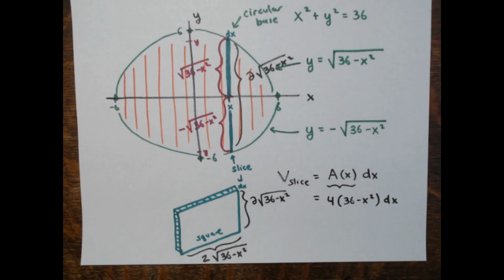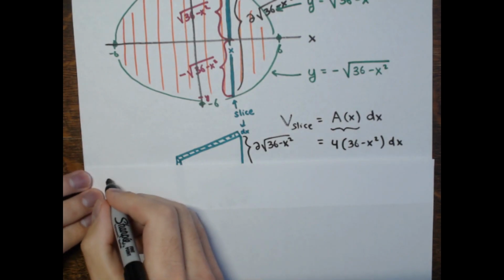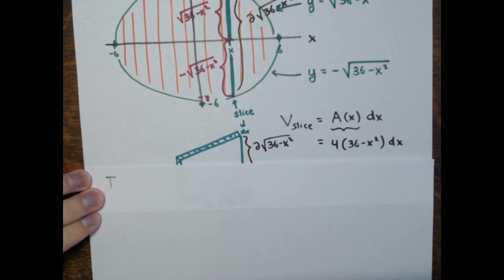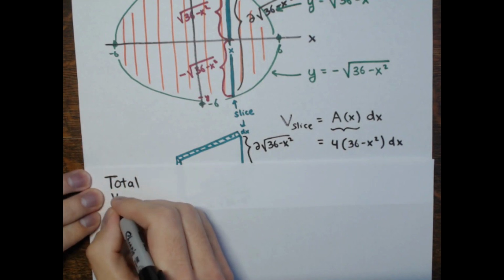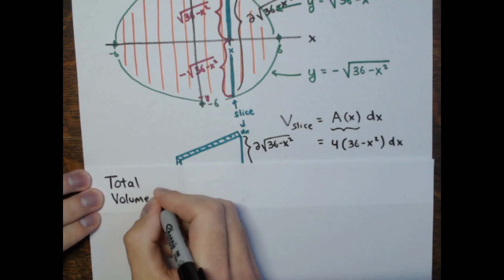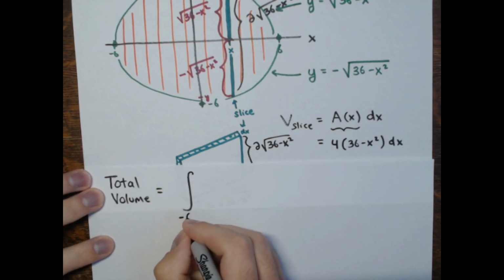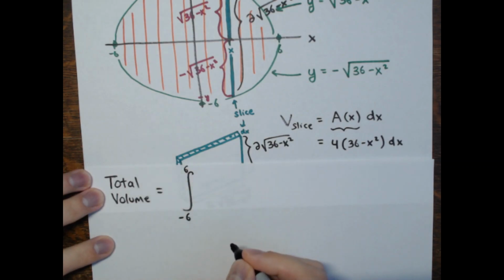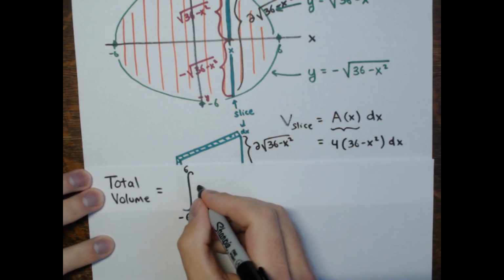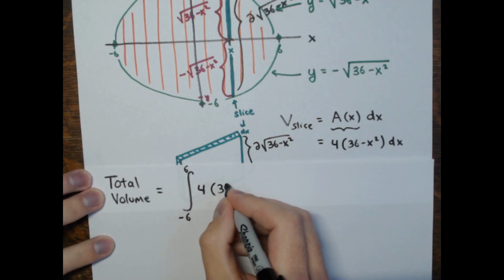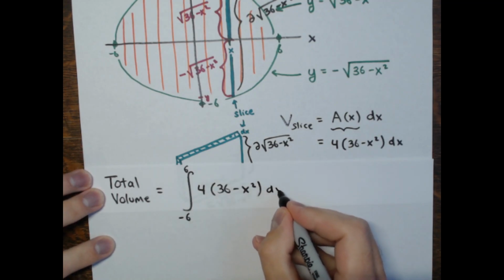So the total volume of the 3D figure being described here will be the integral, and I'm doing this for every value from x equals -6 to +6, of our slice volumes. This 4 times 36 minus x squared times dx.